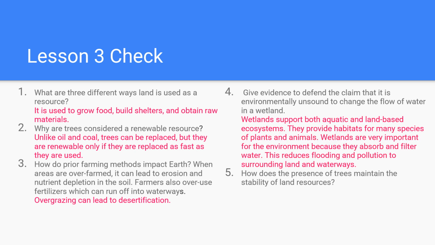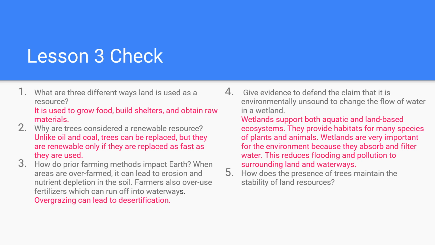Give evidence to defend the claim that it is environmentally unsound to change the flow of water in a wetland. So wetlands support both aquatic and land-based ecosystems. They provide habitats for many species of plants and animals. Wetlands are very important for the environment because they absorb and filter water. This reduces flooding and pollution to surrounding land and waterways.